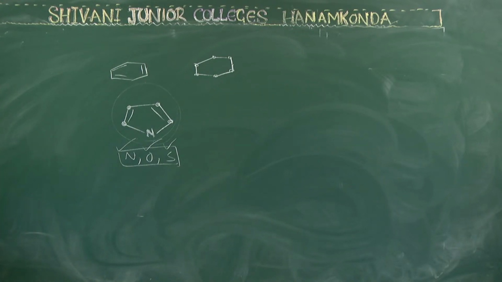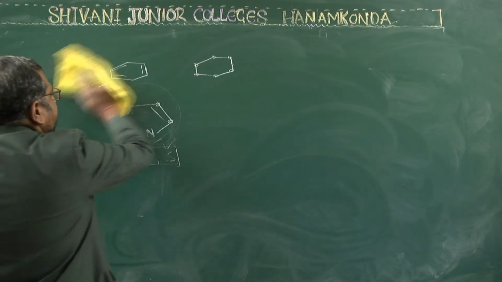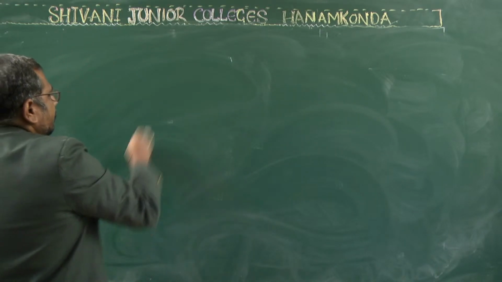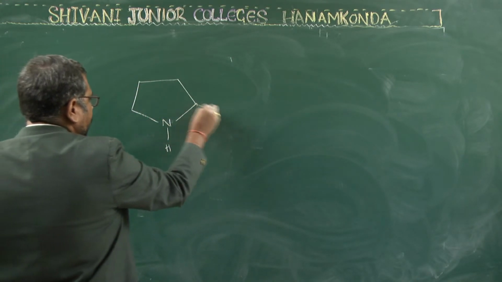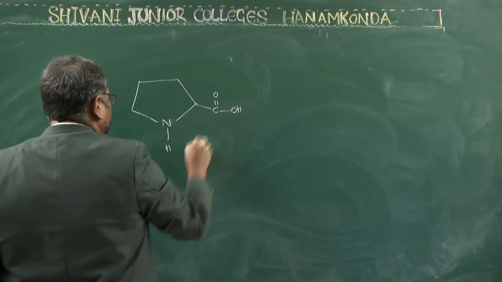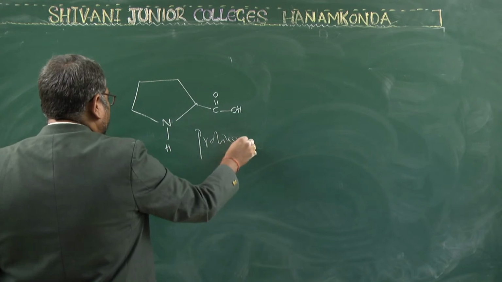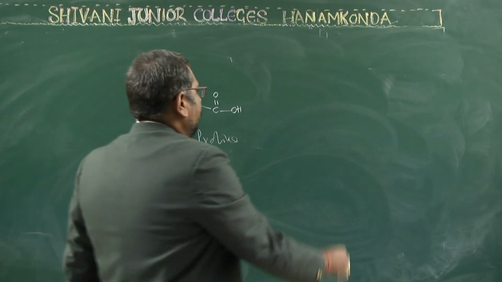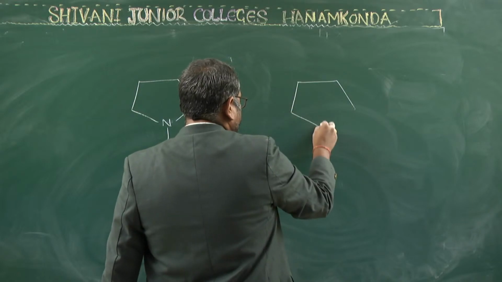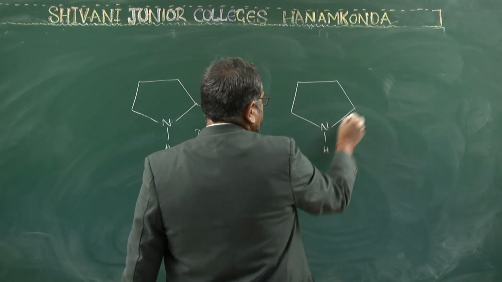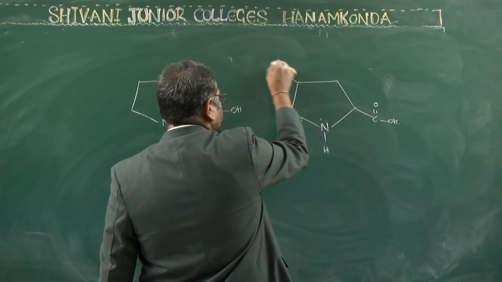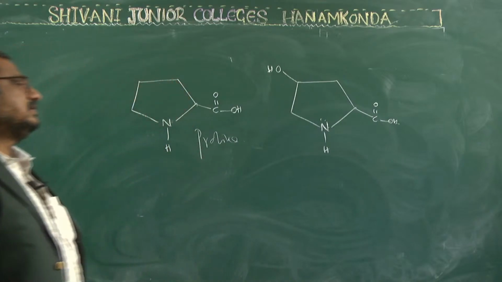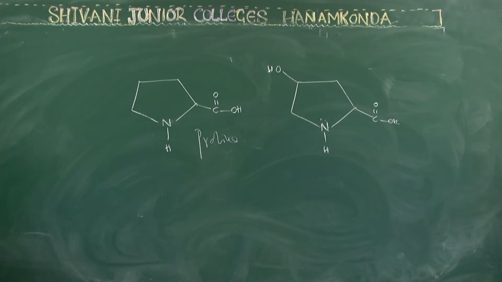Non-aromatic heterocyclic amino acids, the best examples are proline and hydroxyproline. Proline has an NH group here, and the COOH group is present here. This compound is proline, and another one is hydroxyproline. This is non-aromatic heterocyclic. Why is it treated as heterocyclic? Because in the ring the heteroatom nitrogen is present. That is non-aromatic heterocyclic amino acid. The best examples are proline and hydroxyproline.